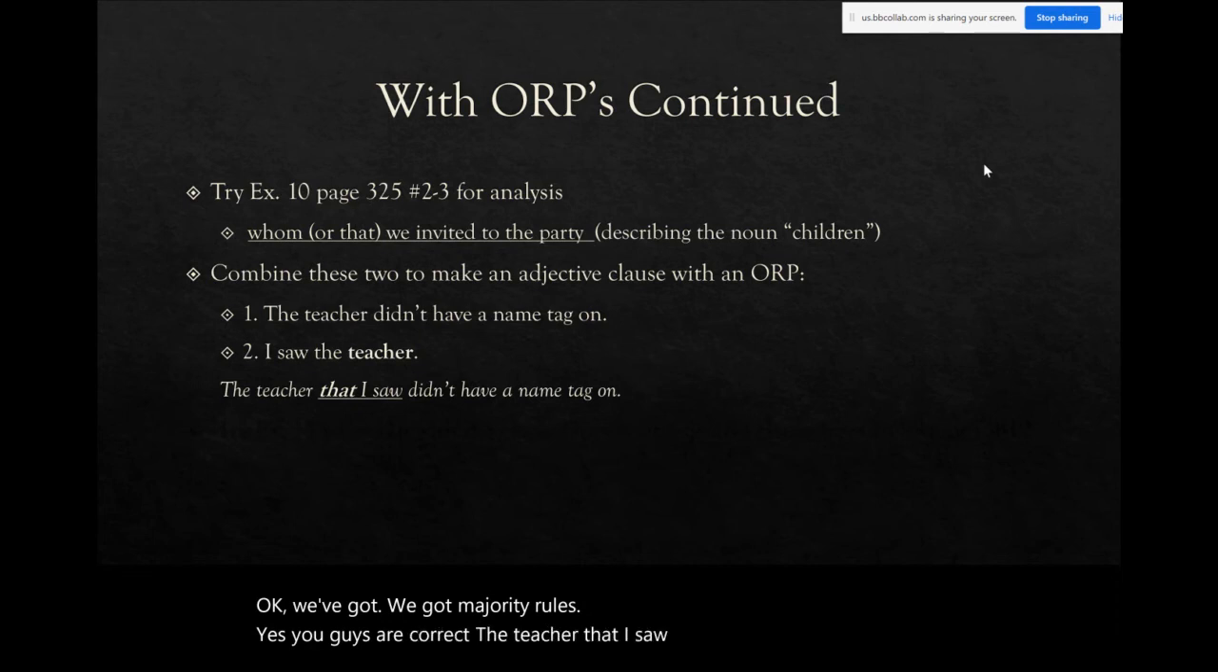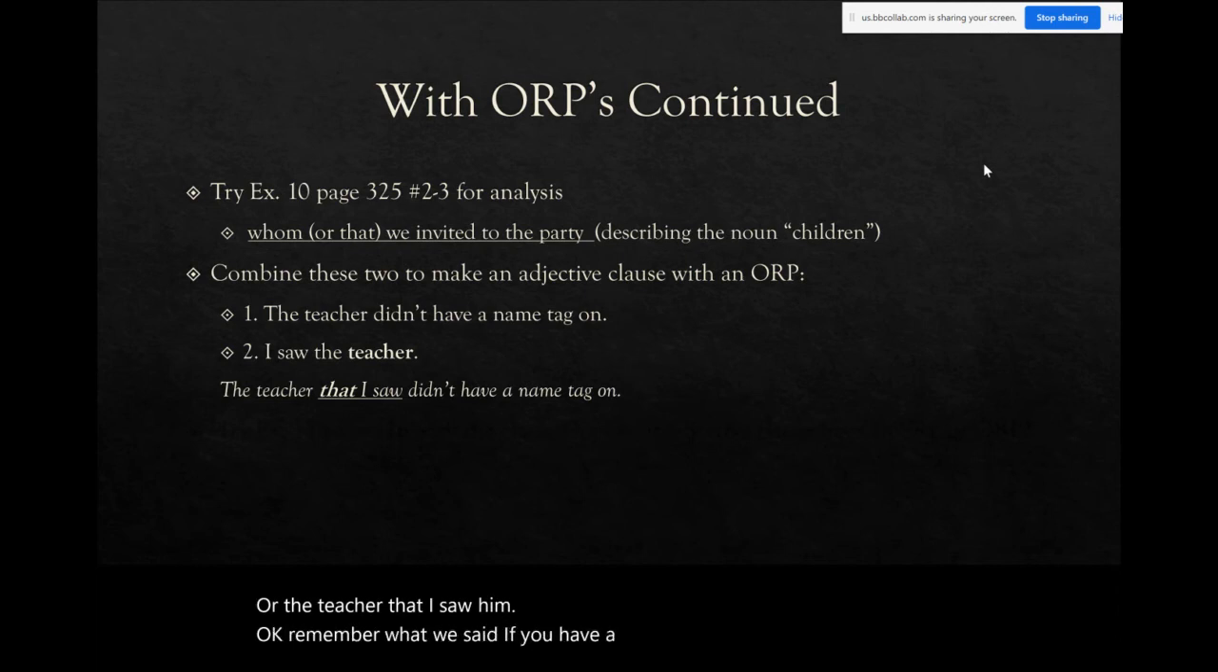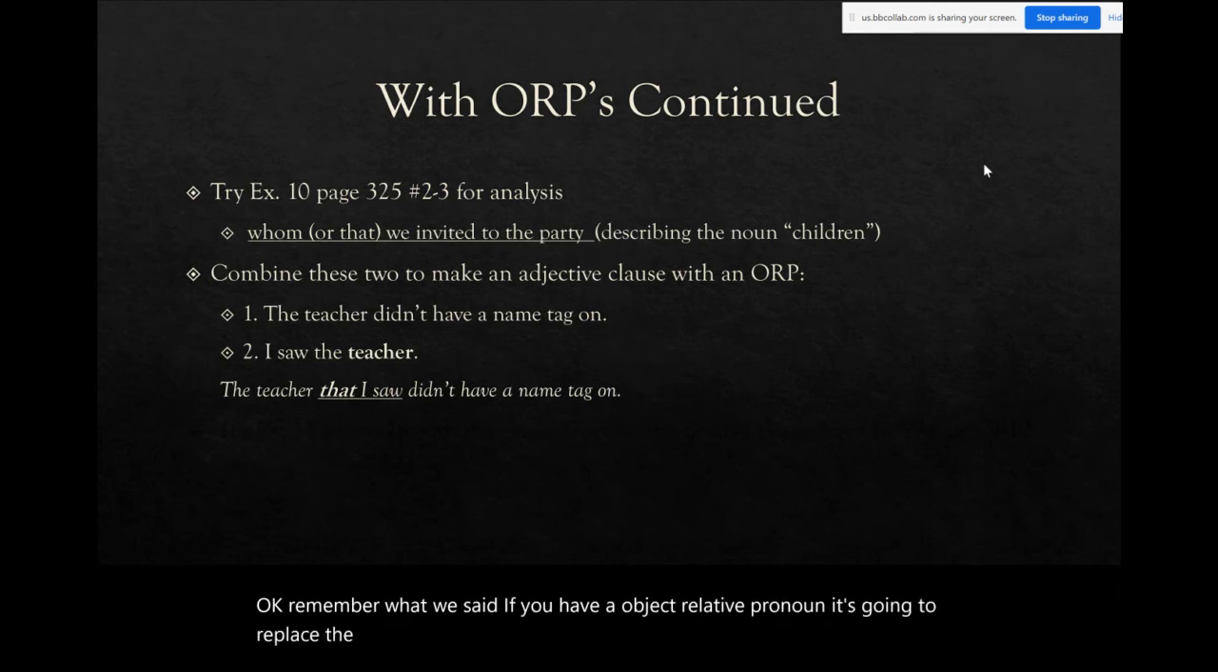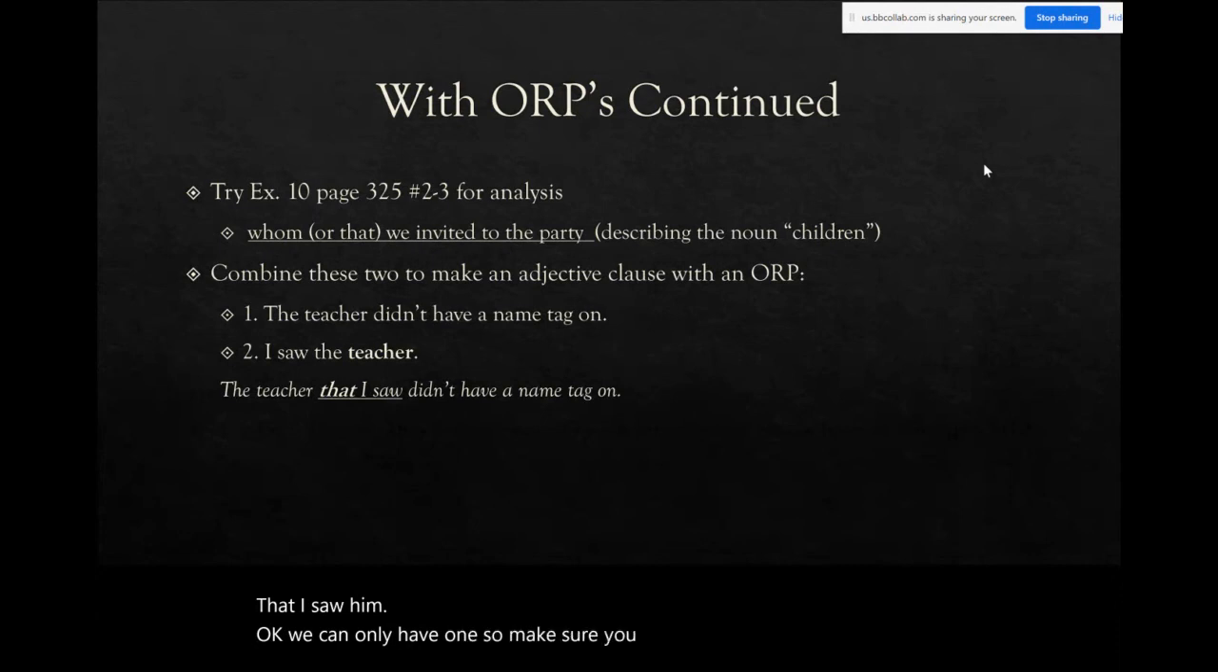Notice we do not say the teacher that I saw her or the teacher that I saw him. Remember what we said. If you have an object relative pronoun, it's going to replace the object. We cannot have the object two times. That I saw him. We can only have one. So make sure you take note of that.